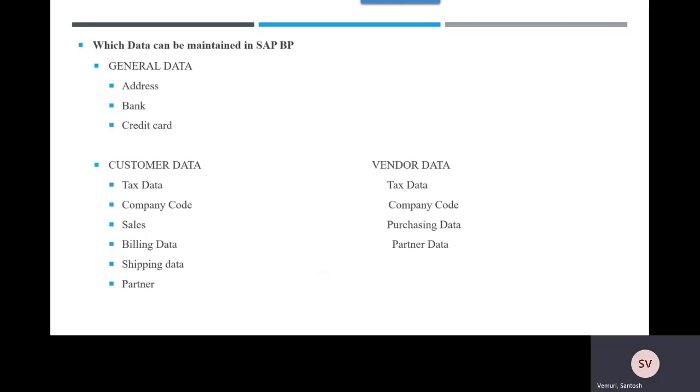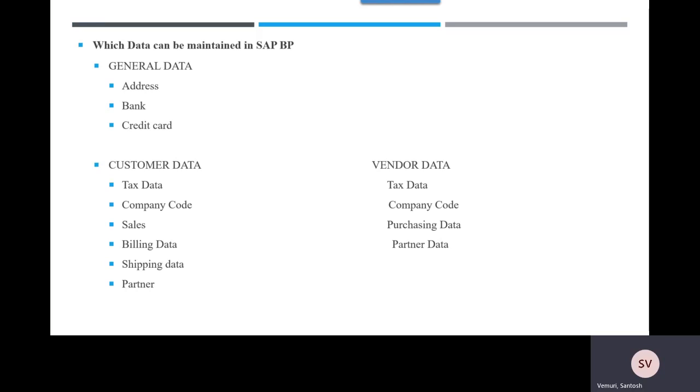And what kind of data can be maintained in the business partner? We have general data, we have customer specific data, and we have vendor data. Other data is also available, but as already mentioned, each data is specific to the role. When I create a business partner, normally we have a general data business partner, but I want to extend this business partner to a customer for my sales and distribution, or to a supplier for my transactions. I need to select a specific role.